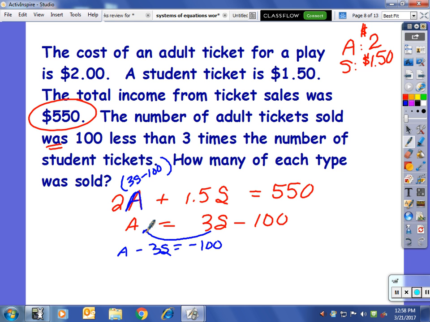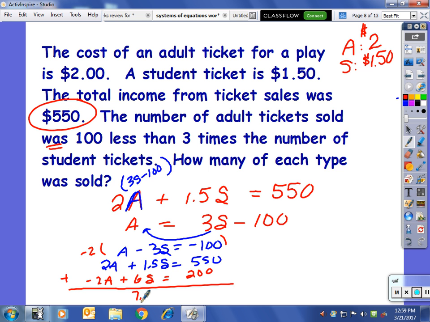I just have to adjust this a little bit. I'm going to rewrite the top equation underneath it. 2a plus 1.5s equals 550. It does not take much to do this with elimination either. I can multiply the whole top equation by negative 2 and cancel out the a's. That's going to give me negative 2a plus 6s equals positive 200. And I'm going to get that same equation I got a second ago. 7.5s equals 750. And I'll get the same answer I got a second ago.